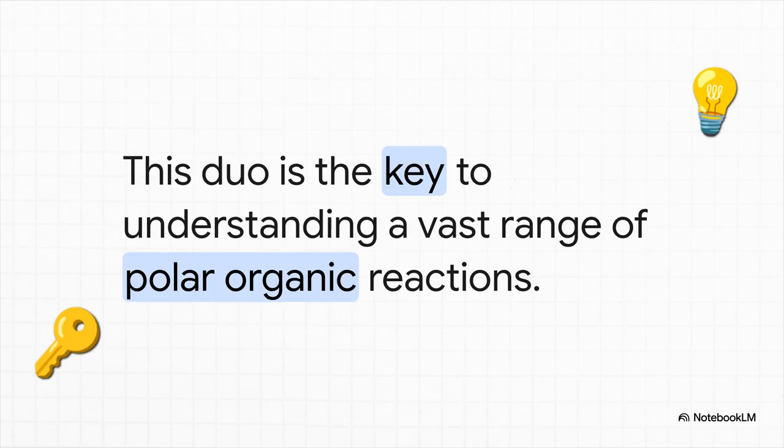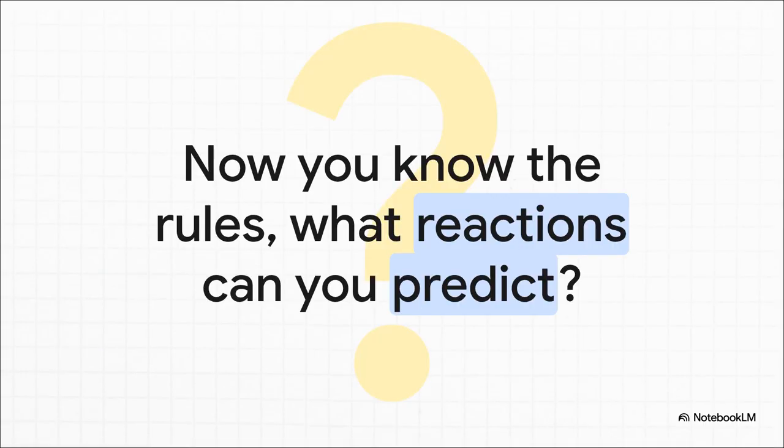It's almost like having a cheat sheet for chemistry. So the next time you look at a chemical equation, don't just see a jumble of letters and numbers. Look for the dancers. Find the electron-rich nucleophile and the electron-seeking electrophile. Because once you understand the rules of the dance, you can start to predict the next move. What do you think you'll discover?